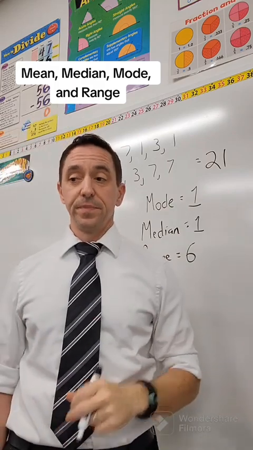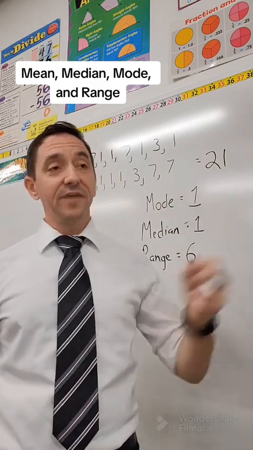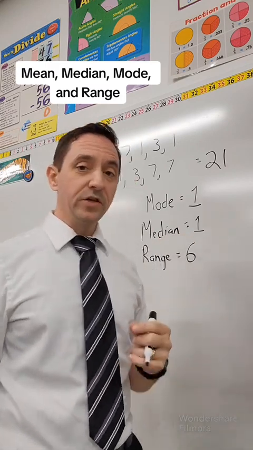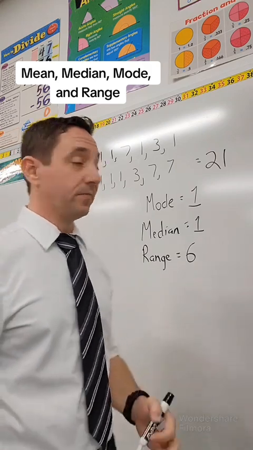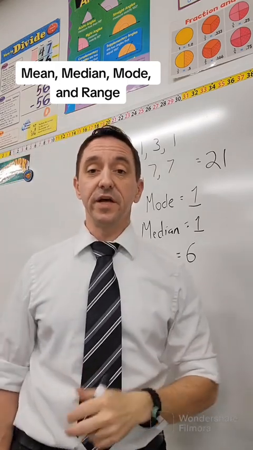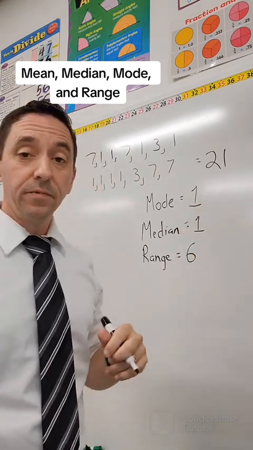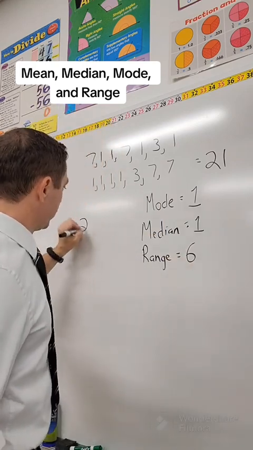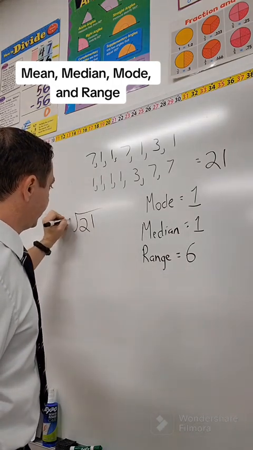Now what I've got to do is divide them equally. What do I divide them by? Well, I look at the number of pieces of data. So I have 1, 2, 3, 4, 5, 6, 7 pieces of data. So I have to take that 21 and divide it into 7 equal groups.